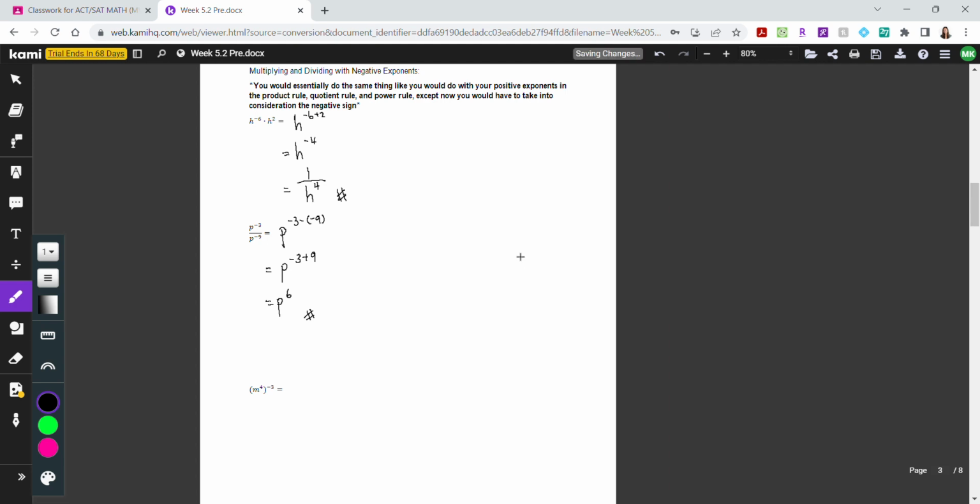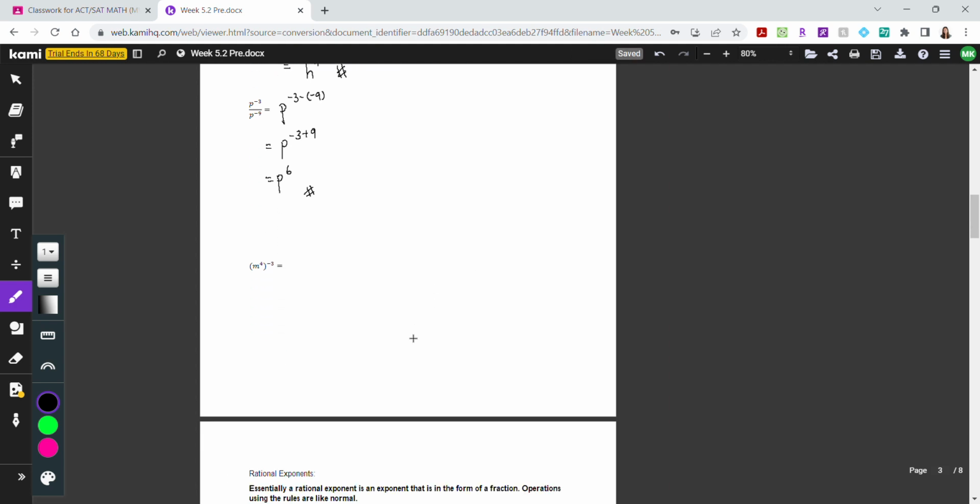Okay. Now let's look at this. Same thing, power rule, right? Because the term is being powered by negative 3, we are going to do m to the power of 4 times negative 3, which will give me m to the power of negative 12. That's a negative exponent, and so I want to make it positive, and to do that, I'm going to flip it upside down, right? So I'm going to get 1 over m to the power of 12, and that will be my answer.